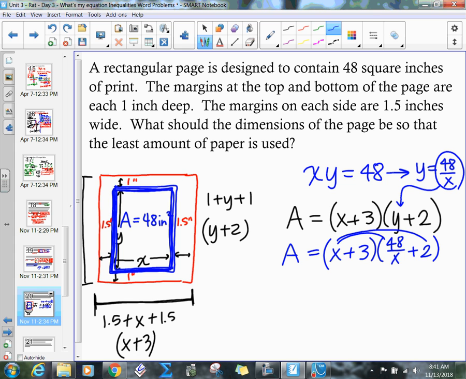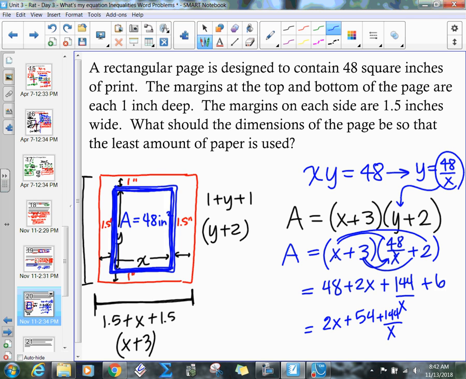This is, let's see, x times 48 over x is just 48. x times 2 is 2x. 3 times 48 over x is 144 divided by x. And 3 times 2 is 6. So if I simplify things here, I have a 2x, a 54, and a 144 divided by x.